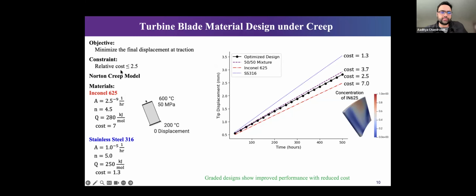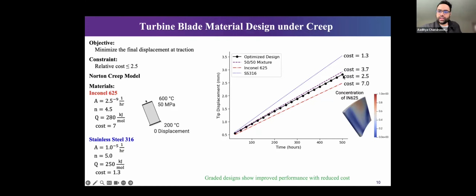And we were looking at something like a cost constraint, where the objective was to minimize the final displacement after the structure has crept. What you see over here is that the x-axis is time and the y-axis is displacement. The key idea is that if you were to just go for a simple material like SS, you could end up with a really cheap design, but then you have a really large displacement.